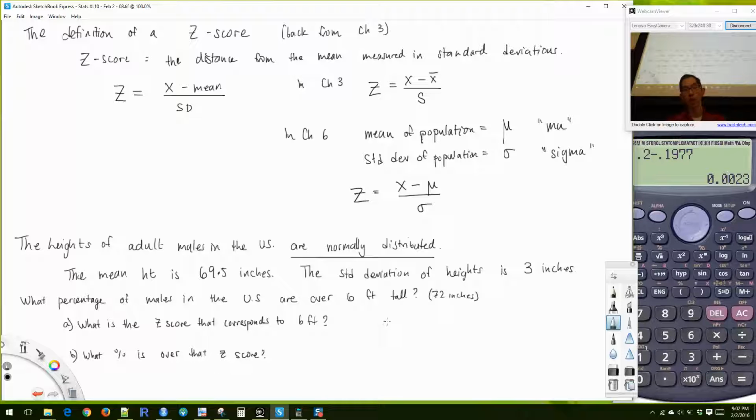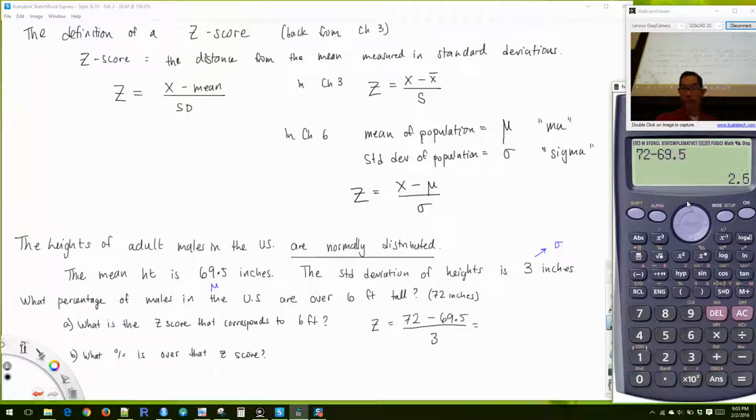How do we get the z-score? I'm going to do x minus mu over sigma. What's my x? X is 72. What is mu? 69.5. And I'm dividing by sigma. What's my sigma? 3, right? It's all presented in the problem. The mean height is 69.5, so 69.5 is mu. The standard deviation of heights is 3. This is my sigma. So I do 72 minus 69.5 divided by 3, and I get 0.833333.